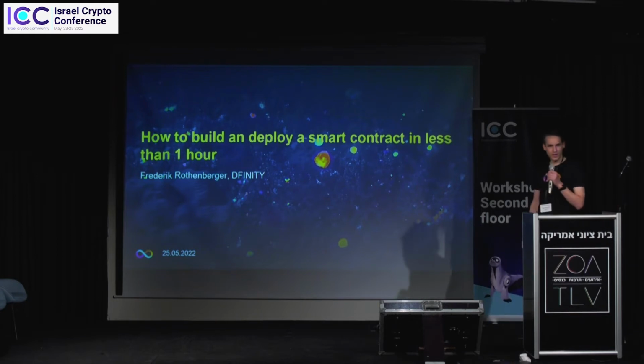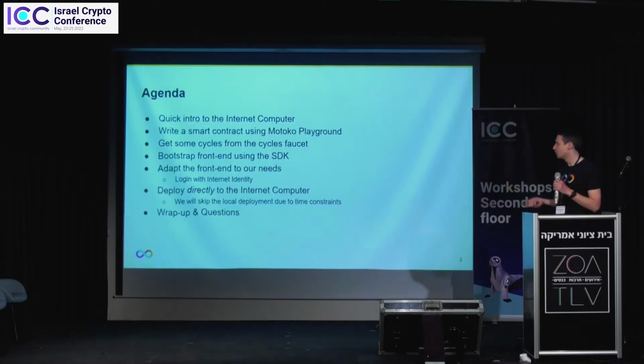So, hi everyone and welcome to this workshop on how to build and deploy a smart contract on the internet computer in less than 1 hour. And this is just the agenda of what we're going to do. So I will first give you a quick intro to the internet computer, then we'll write a smart contract on the Motoko playground. And up to this point you don't need any software installed on your computer, you just need a browser and some internet and you can code along.